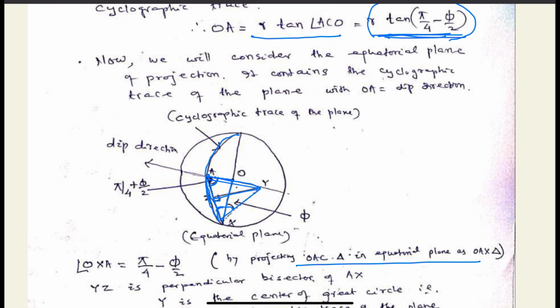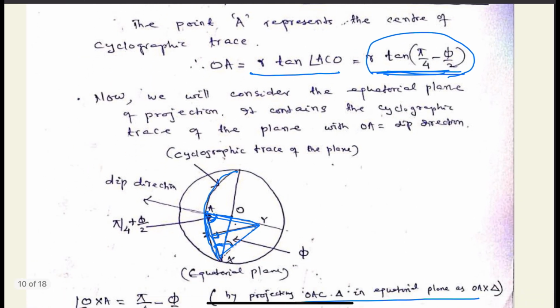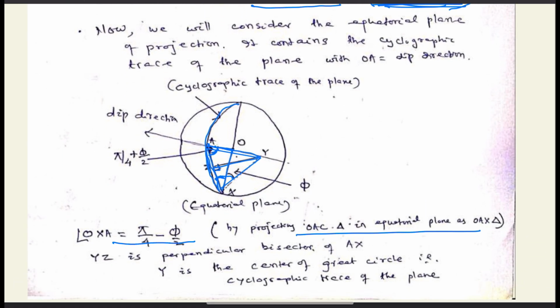So this angle will be equal to this angle. We know this angle, we know this angle. This has been found out here, OXA, then this line is equal to this line, so it is an isosceles triangle. So this angle, total angle, is equal to this angle. The perpendicular bisector gives the center of the great circle, the cyclographic trace of the plane. This is the cyclographic trace of the plane.